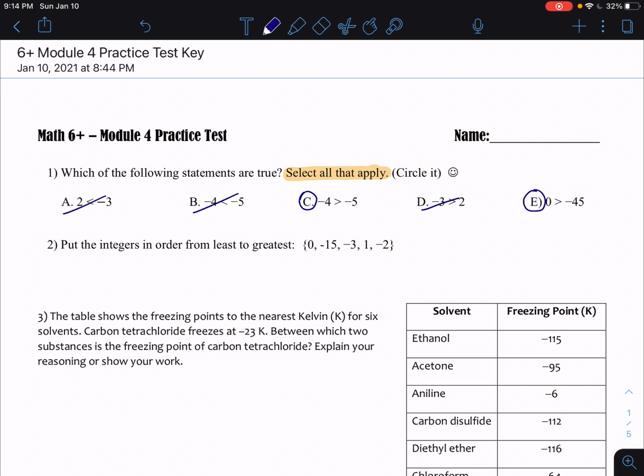In number 2, it says put the integers in order from least to greatest. So I'm going to go from most negative to least negative. So in this one, -15 is the most negative. -3 is next, then -2, then 0, then +1.